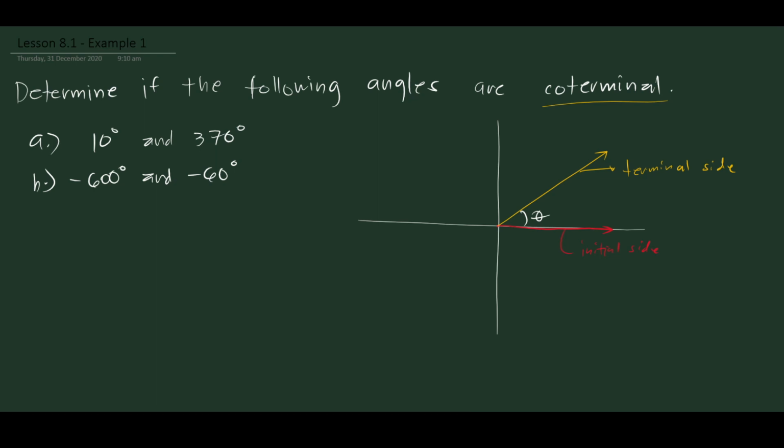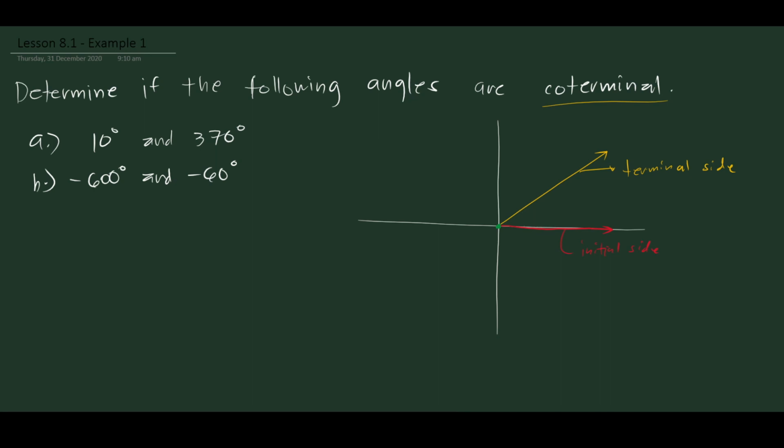Okay, so what we're going to do in these examples is we're going to determine if these 10 degrees and 370 degrees share the same terminal side. Now, standard position means that the initial side of the angle is drawn along the positive x-axis. Okay, and the vertex of the angle is on the origin. Okay, we have it right here. So that's what we mean by standard position. Okay, so let us solve these problems right here.